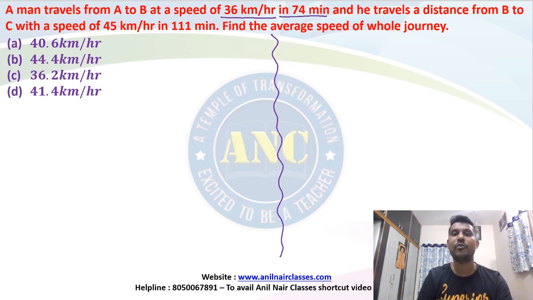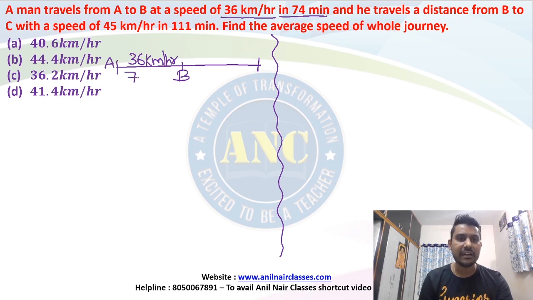hour in 74 minutes. So that means a person is traveling from one place to another place and the speed is given as 36 kilometers per hour and the time given is 74 minutes. Let us write the diagram here. A person is basically traveling from one place to another place. For example, this is A and somewhere here let us call it as B. The speed is given as 36 kilometers per hour and the time taken is given as 74 minutes.